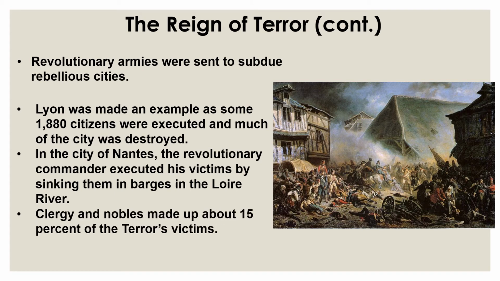Clergy and nobles made up only 15% of the terror's victims. The rest were members of the Third Estate, mostly lower class peasants and working class poor. As it says here, the rest were bourgeoisie and peasants, most of them being peasants and working class poor.